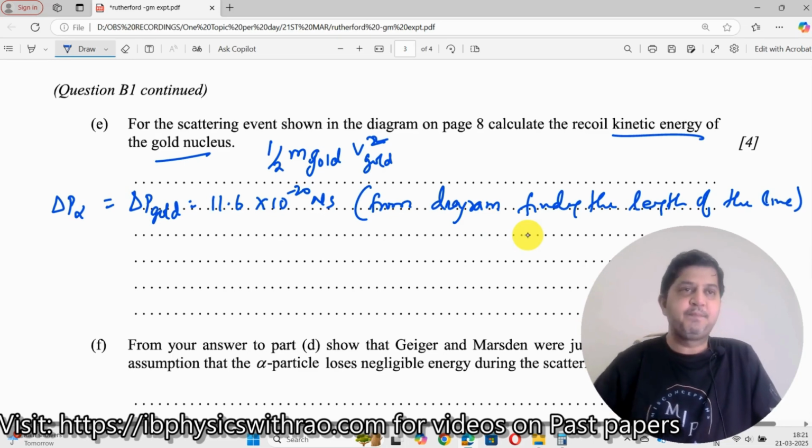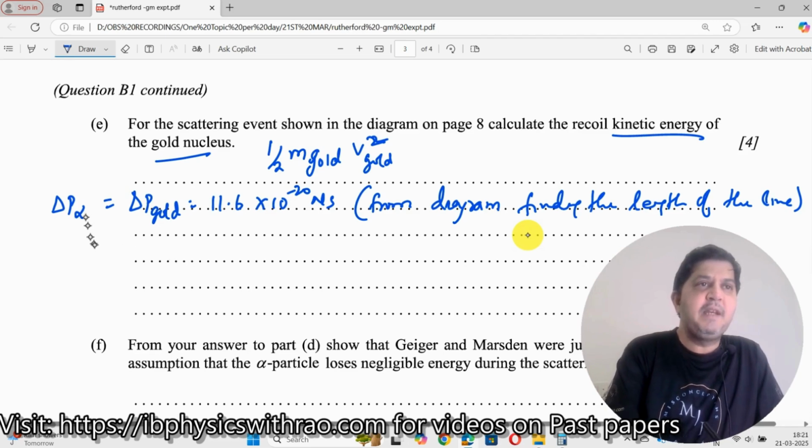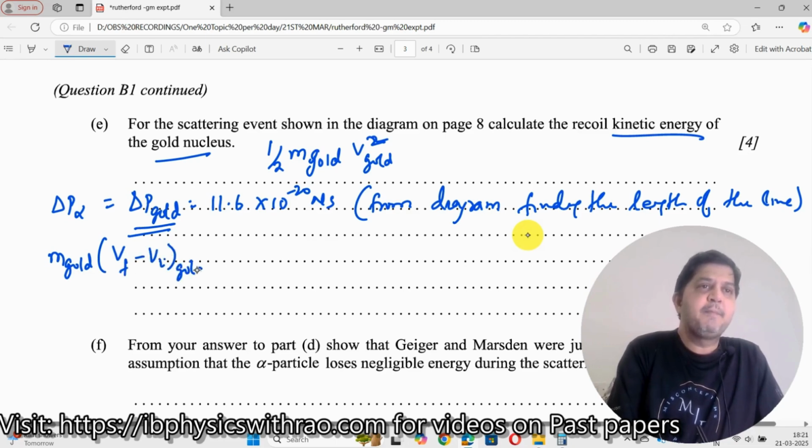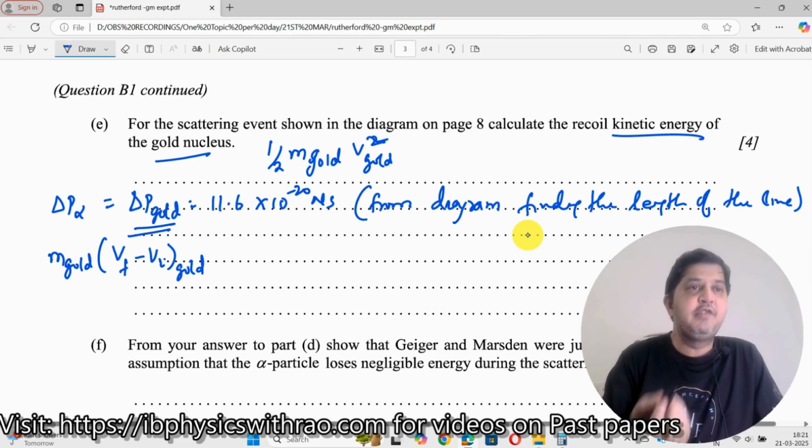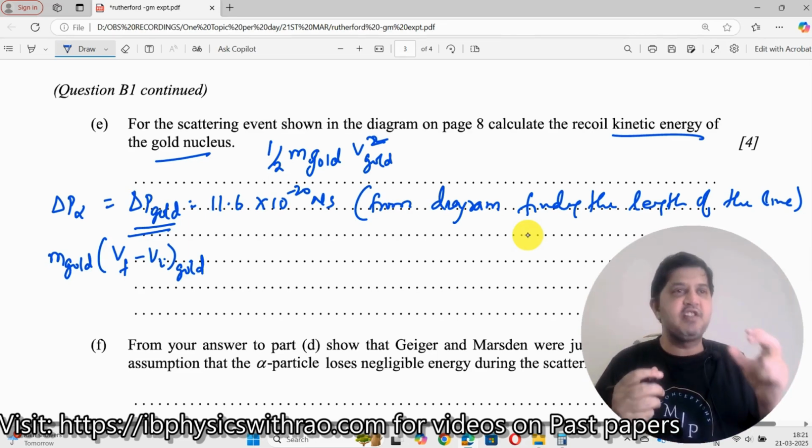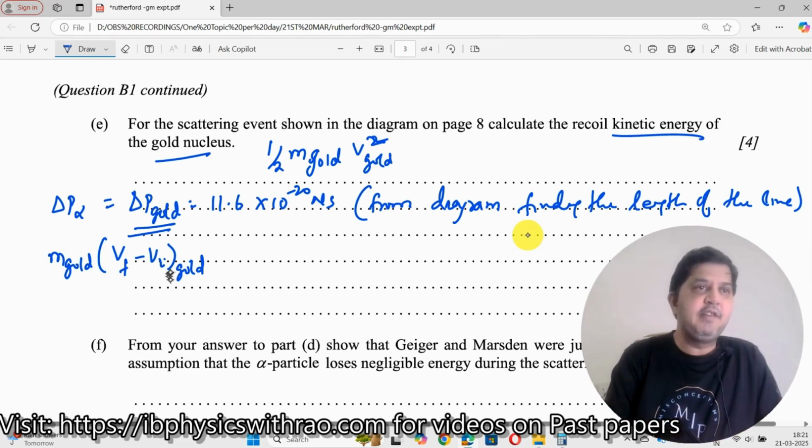Now what's the next step? Now we want V gold here, right? Let us focus only on P gold. What is delta P gold? Delta P gold is nothing but M gold into V final minus V initial for gold, right? What is V initial for gold? V initial for gold is 0. Why is it 0? Because the gold nucleus was stationary before the collision. So then a recoil happened. So this is your V, sorry, V gold.